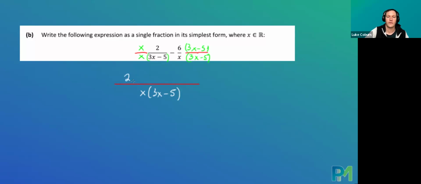And then the first one is 2 times x. And then the second one, that gets people. What to do with that minus? Well, you can have minus 6 over x, so the minus can go up into the numerator. So we just put that minus up into the numerator, and then it's 6 times 3x minus 5. Now, having done something like this here would be the low partial credit.